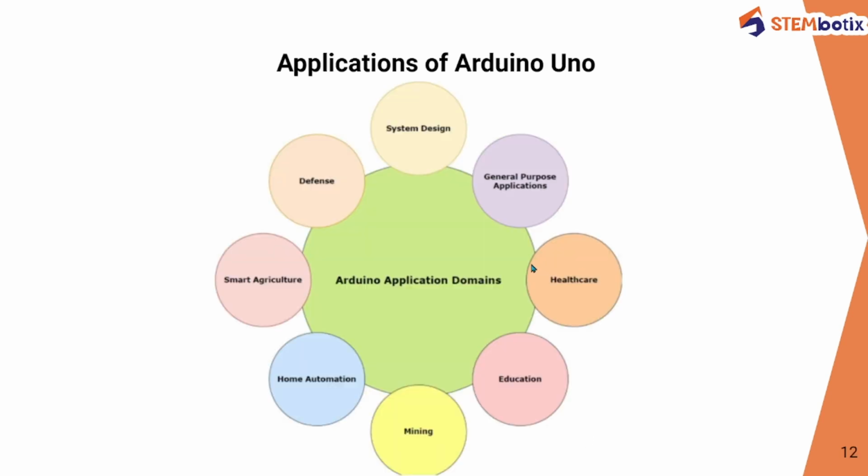These are the different applications of Arduino Uno board. Means the Arduino application domains are these: you can use them in system design, general purpose applications, also in the healthcare field, in educational fields, in the mining field, for home automation, smart agriculture, and in the defense sector. These kinds of Arduino boards are used.